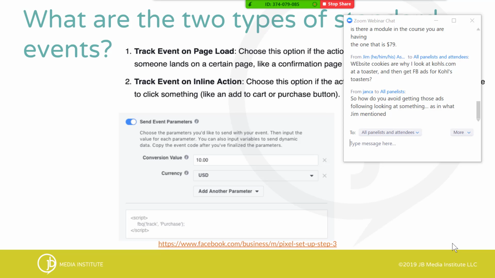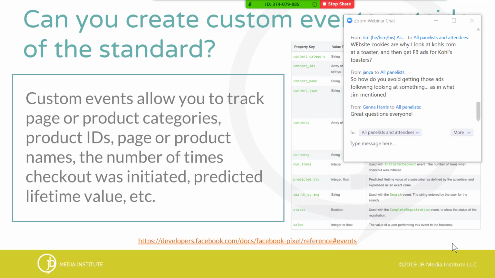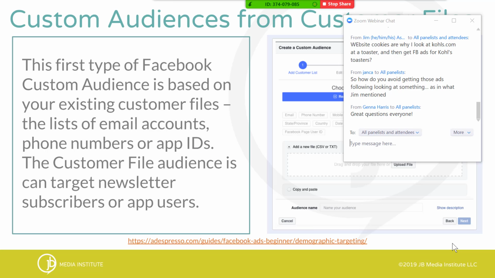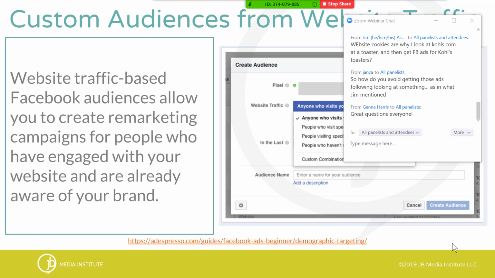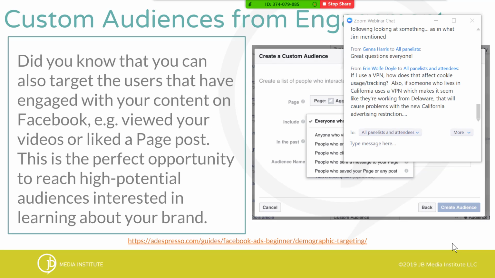And I see this question, how do you avoid getting those ads following you after looking at something, as Jim mentioned? So what you're asking is essentially how can you not get the remarketing ads? The easiest thing to do is disable cookies in your browser. That shouldn't do it completely, although it's possible you could still see Facebook ads because Facebook uses a combination of tactics, including cookies. So you might still see them on Facebook, but you shouldn't see them on other websites.